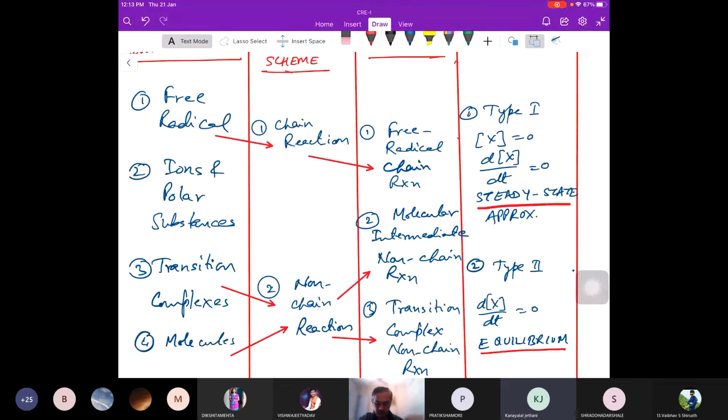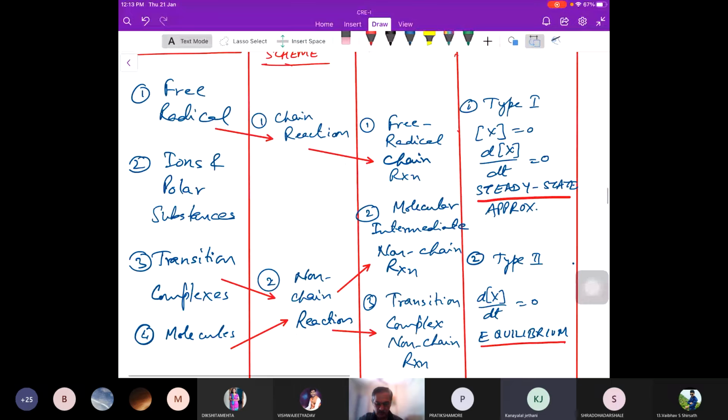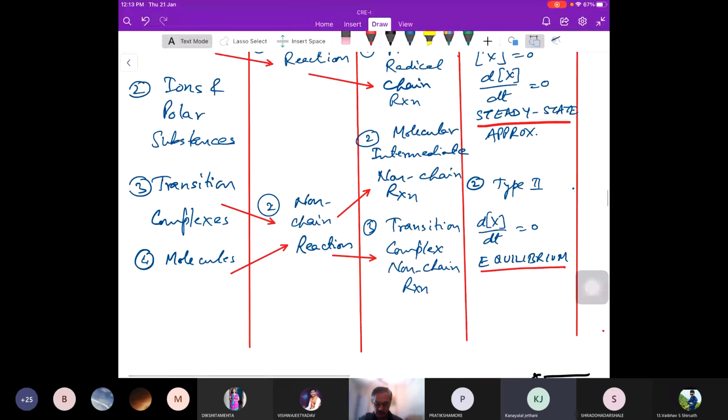In type 1, the concentration of intermediate is small and the rate of change of intermediate with time is 0. It's steady state approximation. And type 2, if you look at all the elementary reactions, the rate of change of x is equal to 0. We'll see the examples and then we'll understand the difference between these two hypotheses. So this is the summary of what we have seen. Any questions?